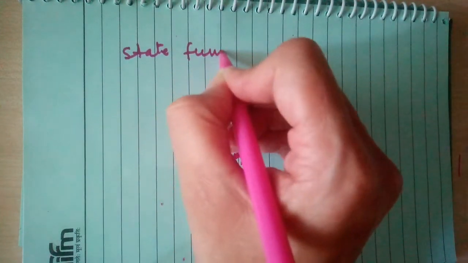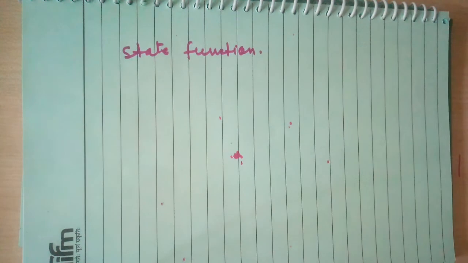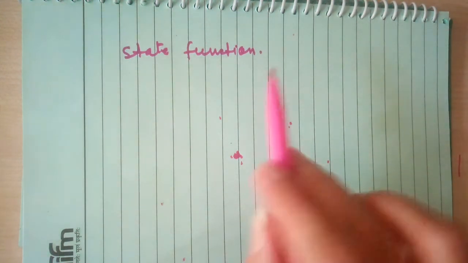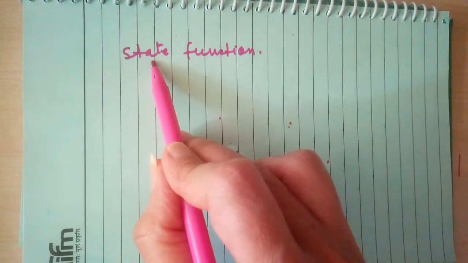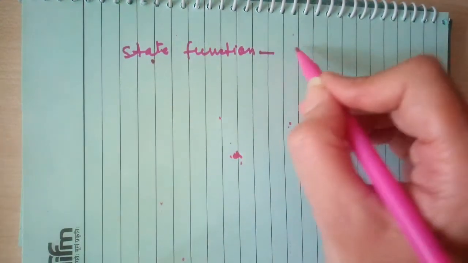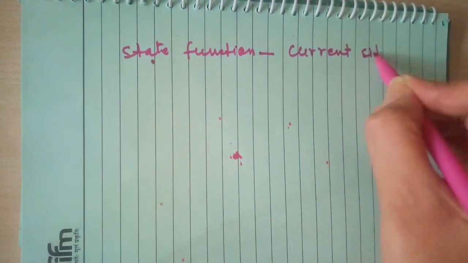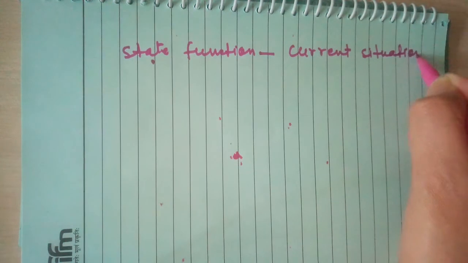State function. State function means it is the current situation of the system. It does not mean the liquid, solid or gaseous state of the system. This is the current situation of the system. State means the current situation of the system.